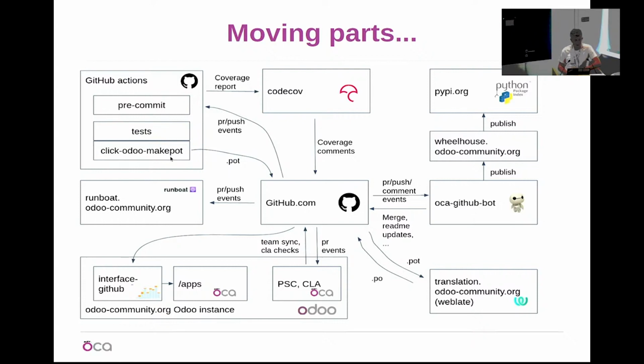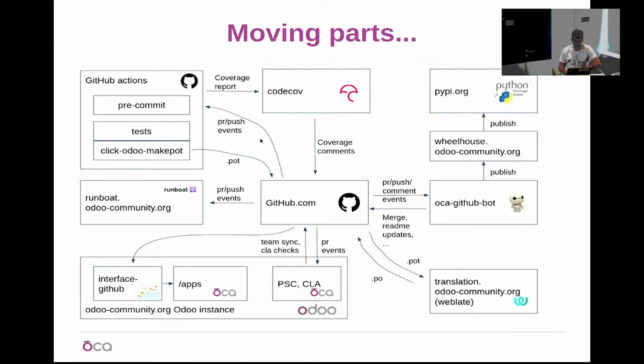When the tests are successful and we are on a main branch, we generate the POT files. So we extract the translation template from the modules that are loaded in the test database, and the CI is pushing them back to GitHub. And from that, we have a Weblate instance that is listening to push events and is downloading the POT files, updating the translation, adding new terms to translate. And when translators do their work, they push back the translation to GitHub.